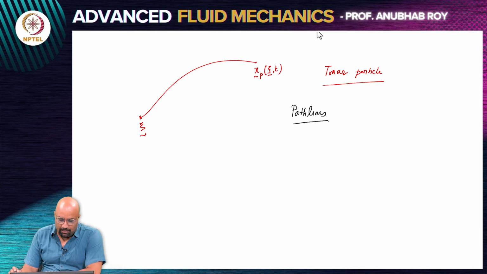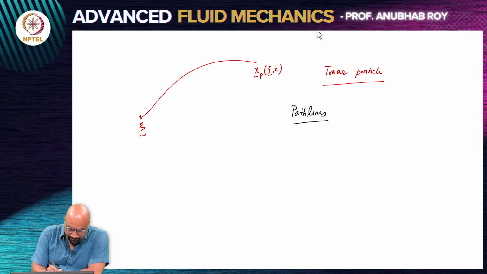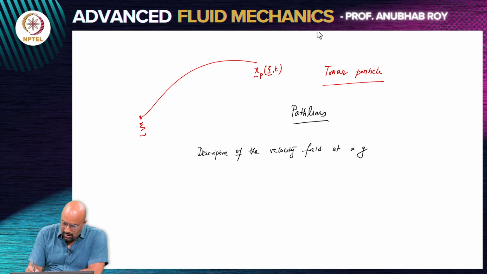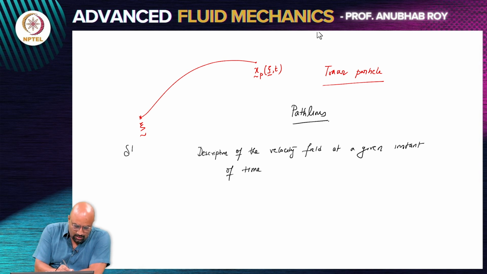So welcome back to our discussion on kinematics. In last class we got introduced to the idea of streamlines. So we saw that if I want to describe a flow field at a given instant in time, the description of the velocity field at a given instant of time is obtained via streamlines.